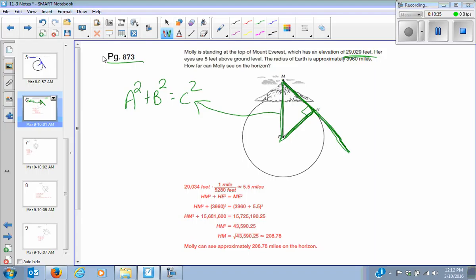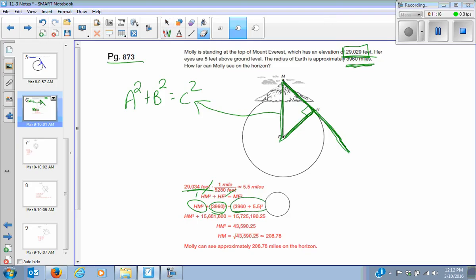Before I can go ahead and do some of this, I have to do a conversion. They wanted to turn this into miles because everything else was in miles. You can see that the Earth's radius is in miles. So they first turned the elevation into miles, and the way you do that is you put 1 mile over 5,280 feet. The feet actually cancel out because this is like over 1, and then when I multiply that, I get that that's about 5.5 miles. So then they say this right here is A, this is B, and this is C.